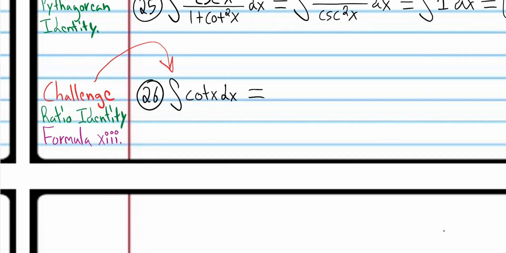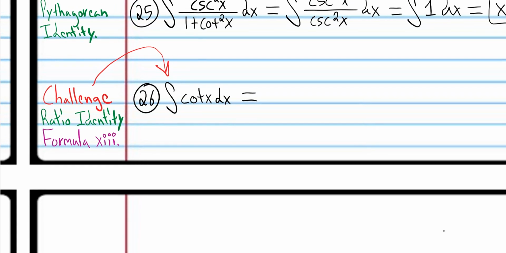At the absolute least, you need the reciprocal identities memorized, the Pythagorean identities, and the ratio identities. If you don't have those memorized, then you don't have your head in the right place when it comes to the math curriculum. So you need to have those memorized at this point. So go ahead and try number 26, and when you come back, we'll do it together.